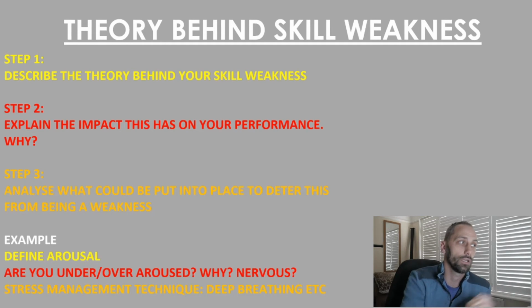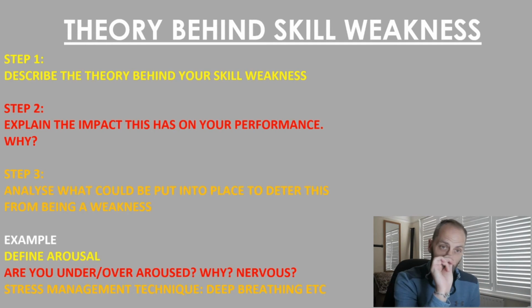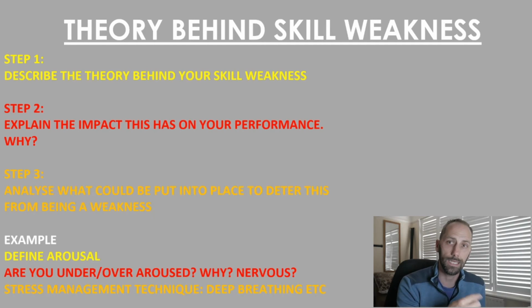So let's have a look at our little plan for that. So step one, describe the theory behind your skill weakness. So tell me everything you know about that bit of theory. So about goal setting, about arousal, but every time link it back to the skill weakness that you discussed in section A. Explain what impact that has on your performance.